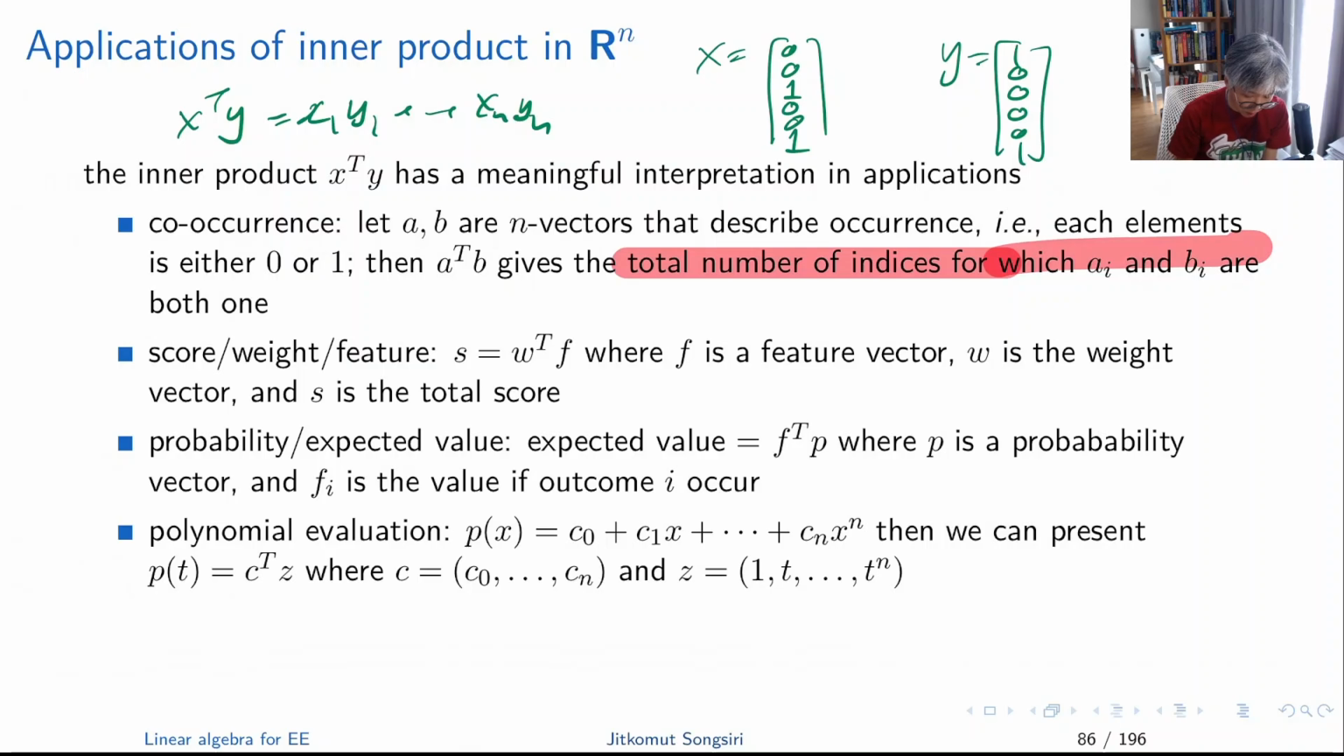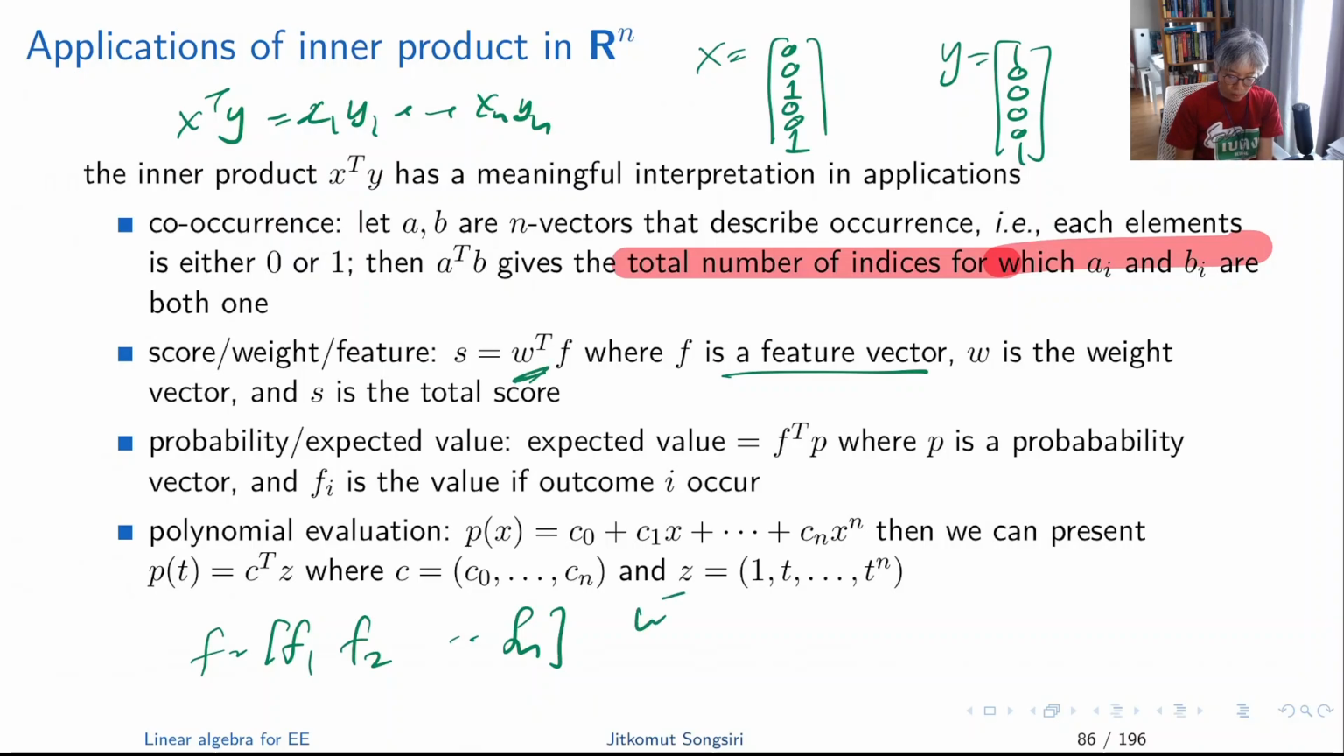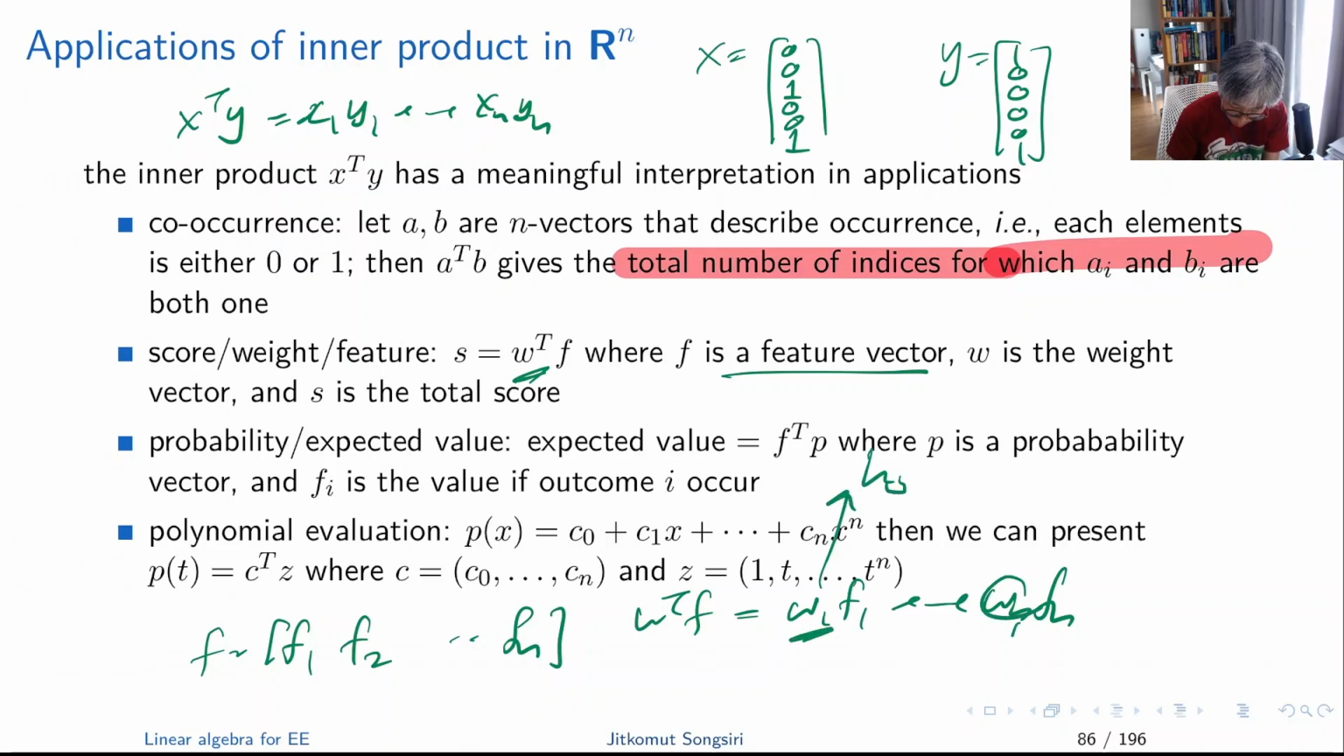In machine learning, typically you have a feature vector f. You could have feature f1, feature f2, dot dot, feature fn, and you put a weight on it. W transpose f would be w1 f1 plus dot dot plus wn fn. If you put w1 to be high and wn to be low, it means that in the model you put more importance on feature 1 as compared to feature n.